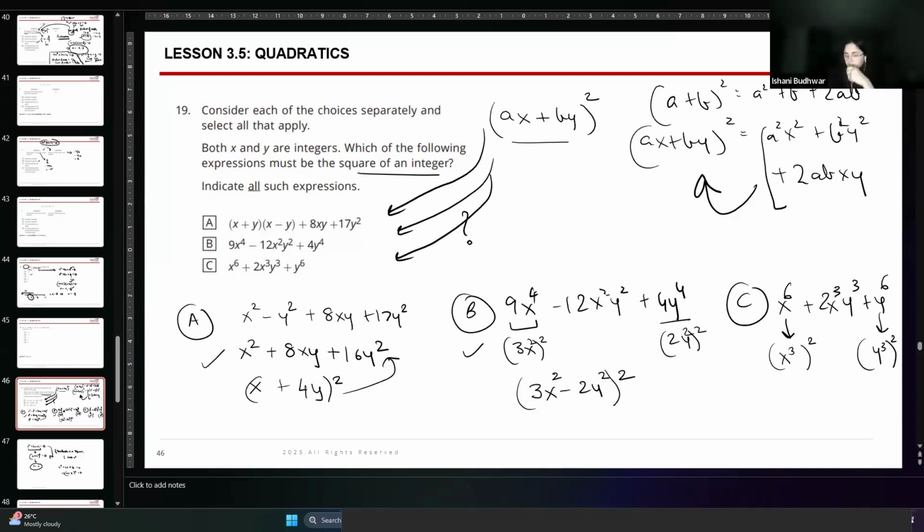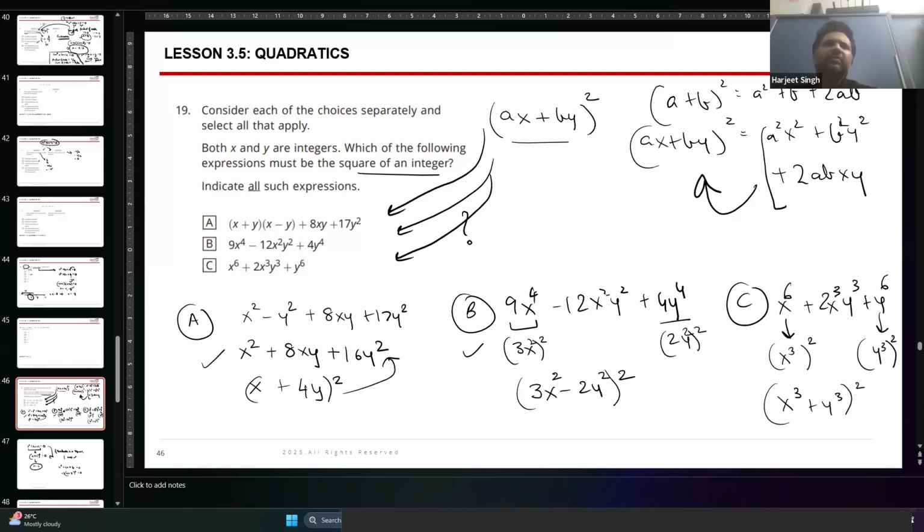And hence this expression becomes (x cube plus y cube) whole square, which will give us these three terms on expansion. So this is also right. So the answer is all of them are correct.